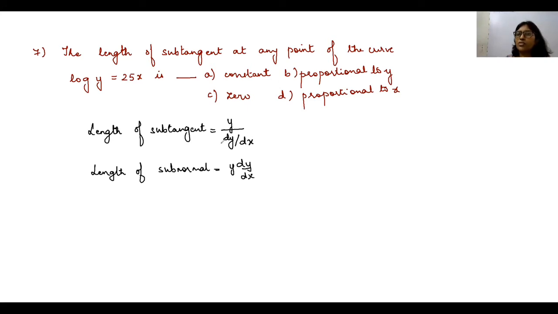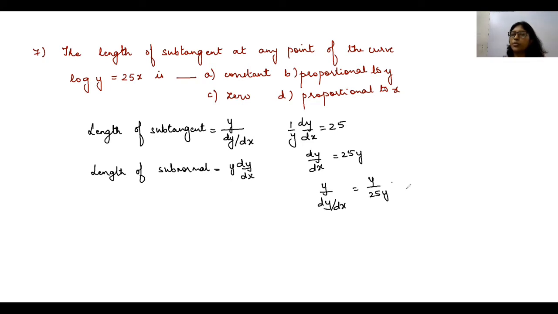So to find the length of the subtangent, we have to find first dy by dx. So it is 1 upon y dy by dx equal to 25. So dy by dx is equal to 25 into y. Then y upon dy by dx is the length of the subtangent. So y upon 25y, which is 1 upon 25. So it is constant, not proportional to y or proportional to x.